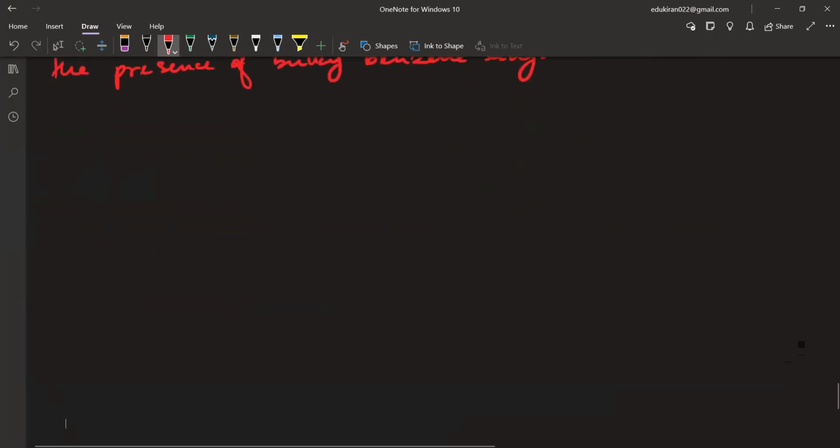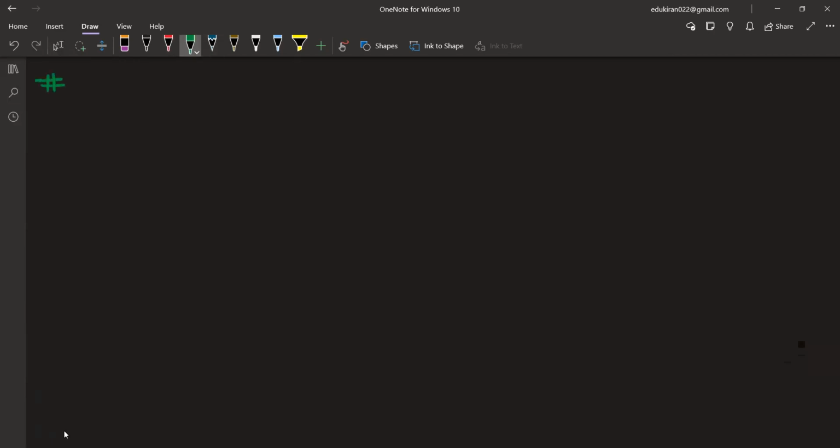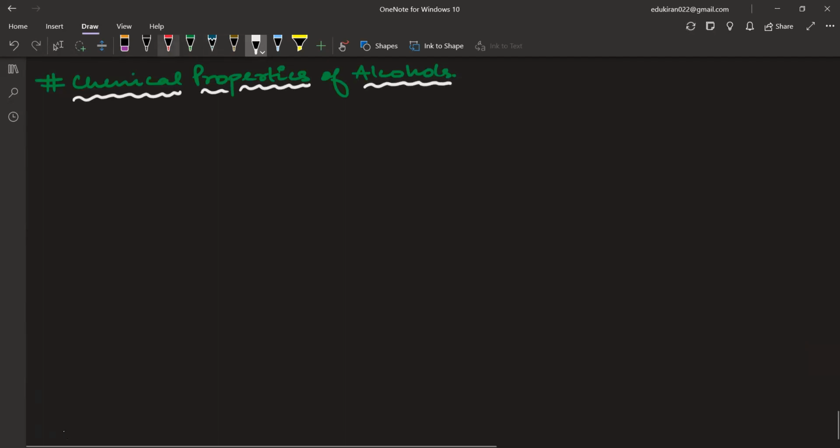Now write it. Next, chemical properties of alcohol. Let us study the structure of alcohol first of all. We have R, oxygen, and hydrogen. This oxygen has lone pair electrons, and there are 2 lone pair electrons here.